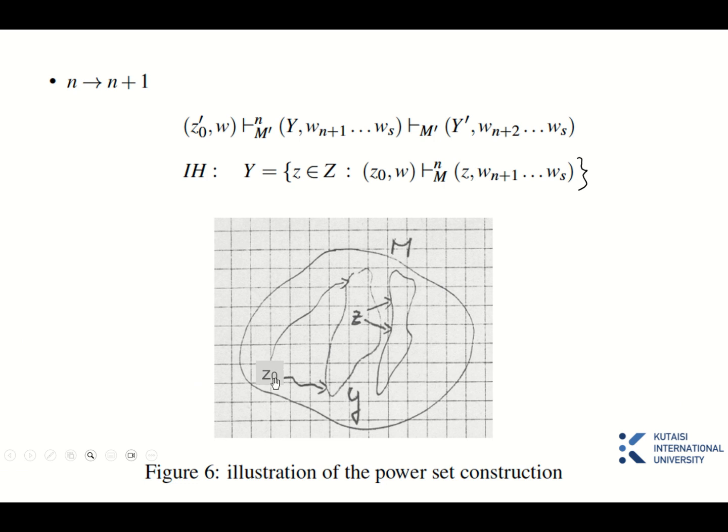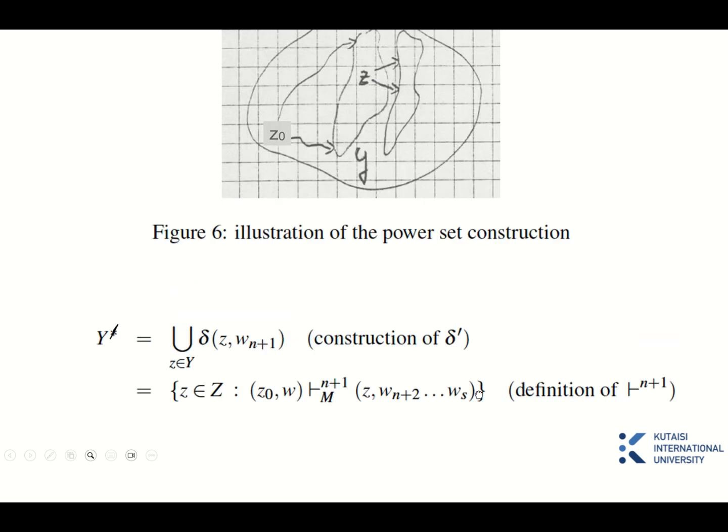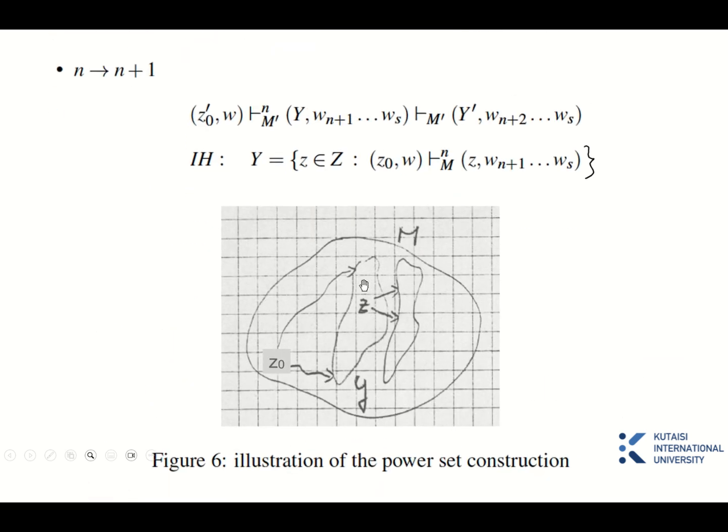I start at Z0, and I assume that after n steps, this is the place I end up. By the induction hypothesis, this y consists of those states that are reachable by n steps in a non-deterministic computation. This is an assumption. And then I just make one more step. By construction, this is a union over all these states here, which is exactly what I want. So there is actually a very trivial thing going on here. The complication is hidden behind the notation, basically.